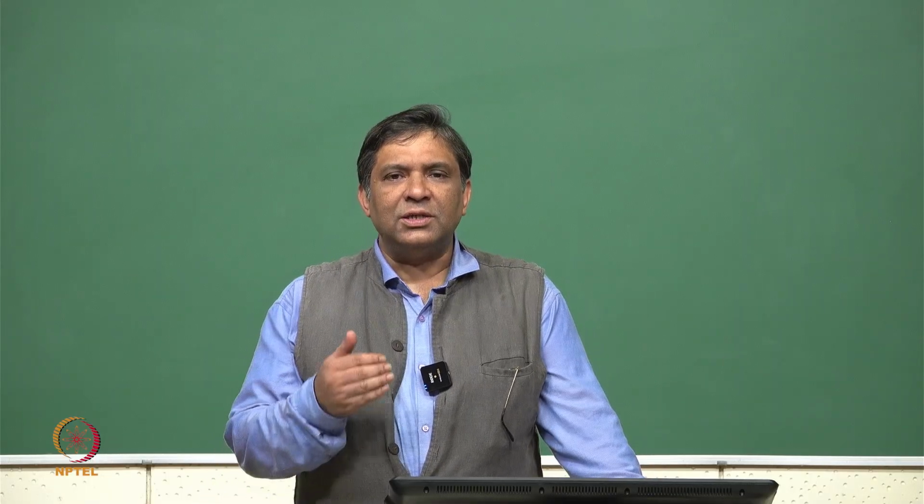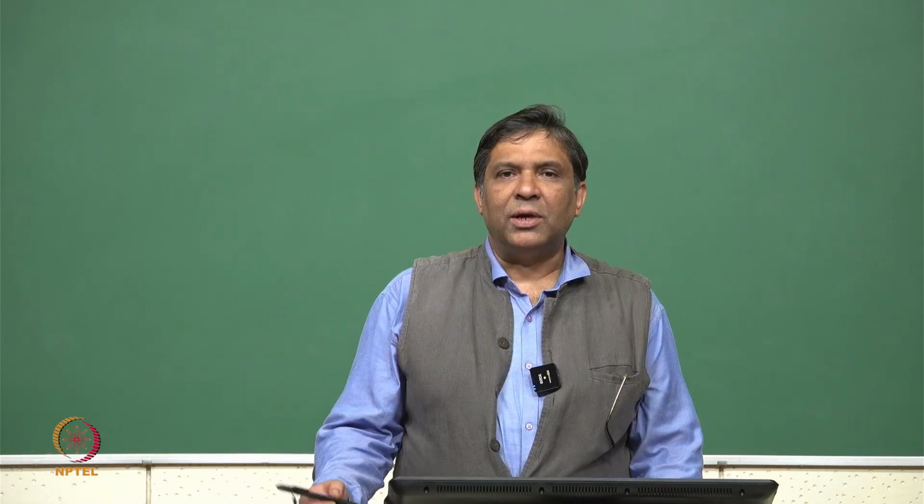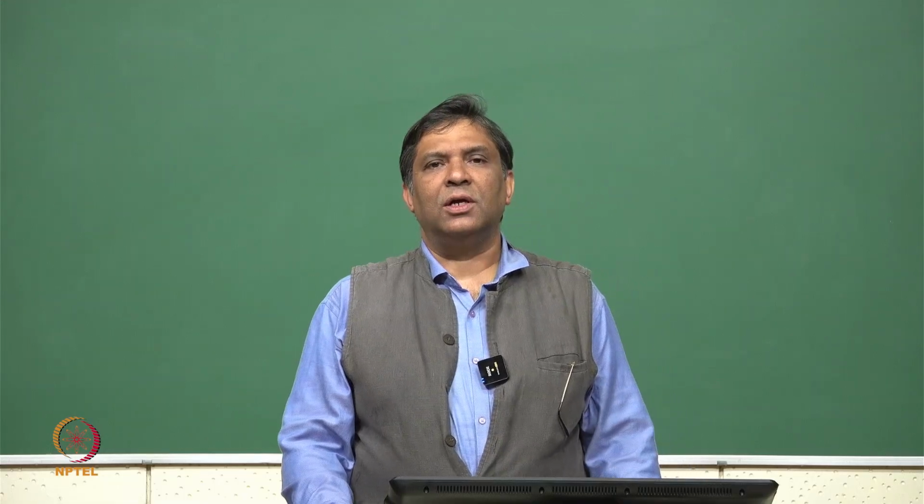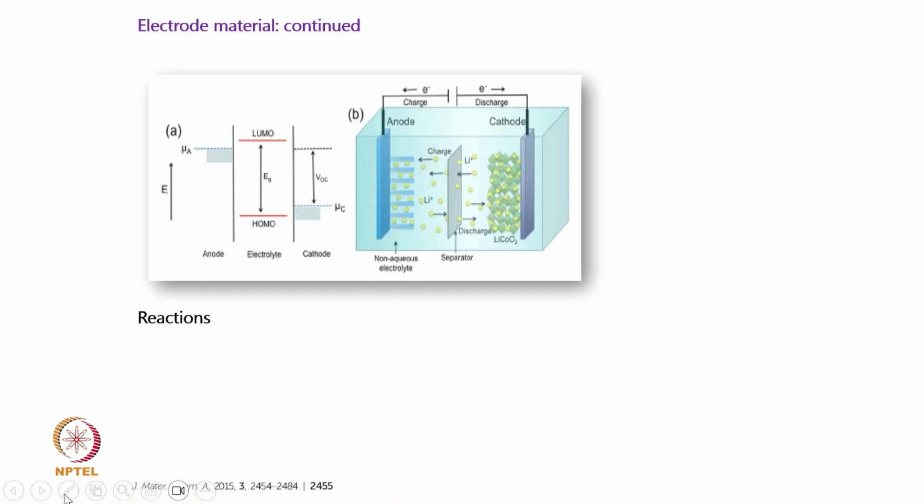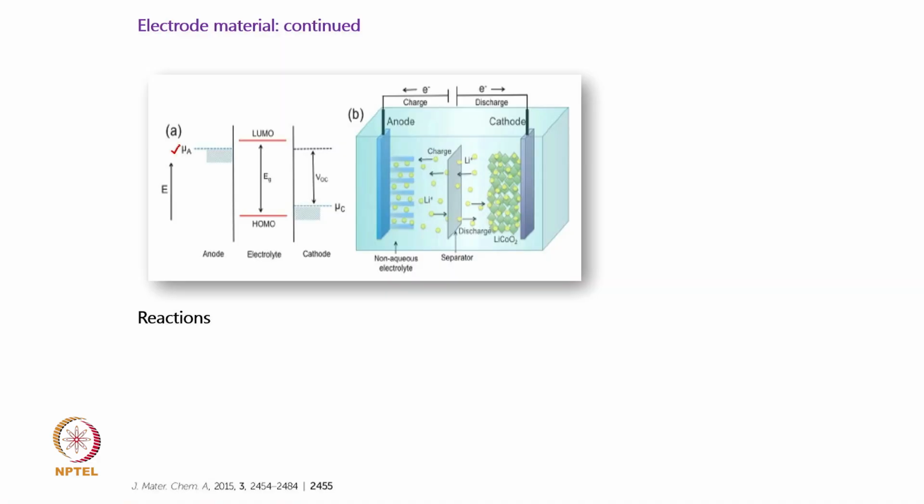I will continue with the material aspects of the lithium ion battery, but let us see once again what we have discussed and how this lithium ion battery works, taking a particular example of a cathode and an anode material. As I mentioned in the previous class, we look at the different energy levels of a lithium ion battery. This is the potential of the anode, and this, mu c, is for the cathode.